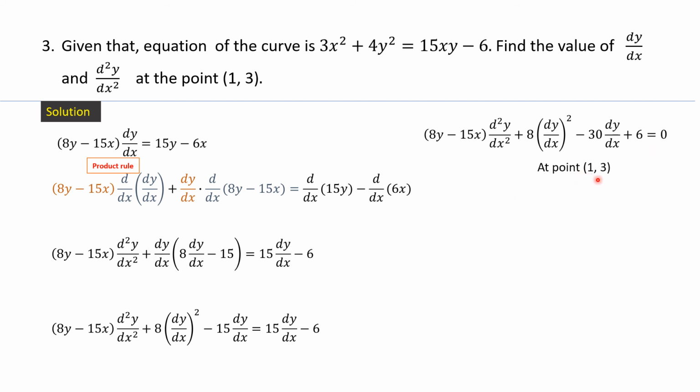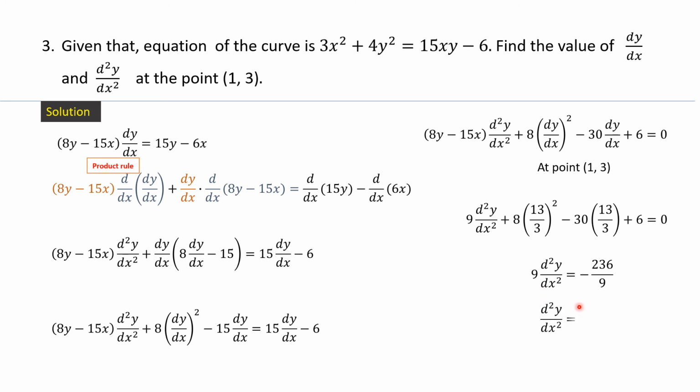At the point (1, 3), we substitute x equals 1, y equals 3. Now we get 9 times the second derivative, plus 8 times 13 over 3, which is dy/dx from the previous solution, squared, minus 30 times dy/dx, which is 13 over 3, plus 6 equals 0. And then the final solution: the second derivative equals negative 236 over 81.